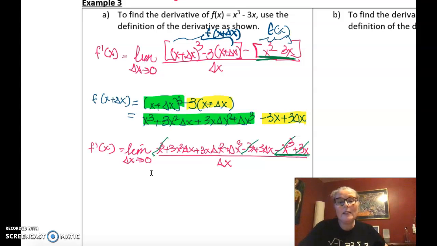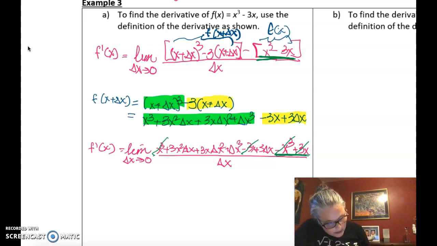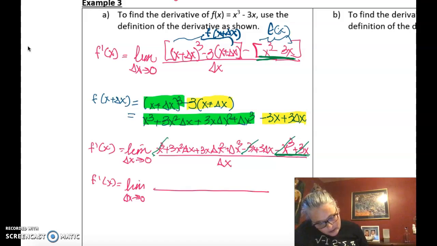Right now, every single term in the numerator has a delta x in it. That means we can factor it out. So let's do that. Because if I tried substituting in delta x equal to 0, I would get indeterminate form. So sorry about my handwriting, but I'm trying here. f prime of x is equal to the limit as delta x approaches 0. And then we're going to factor out the delta x. And it's going to give me 3x squared plus 3x.